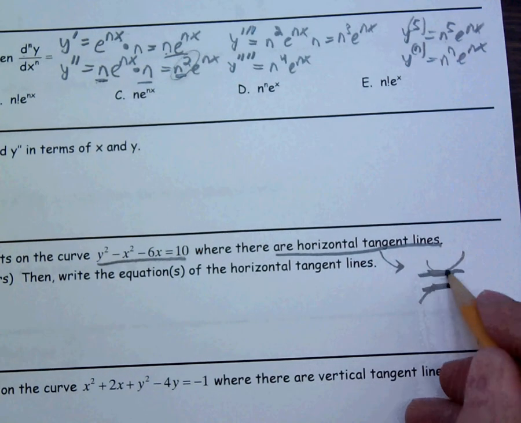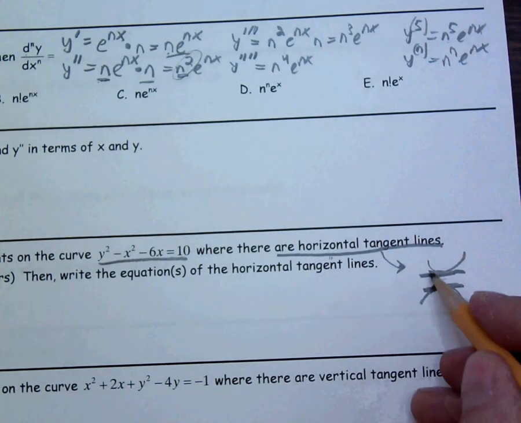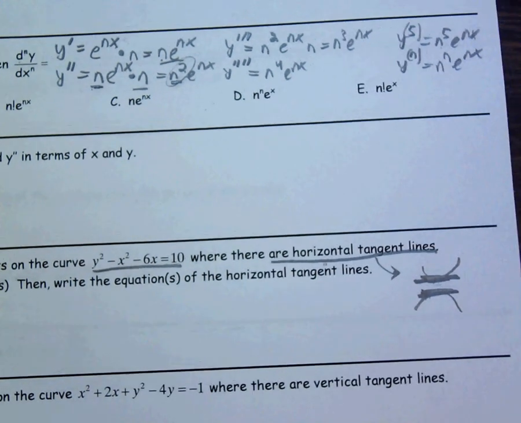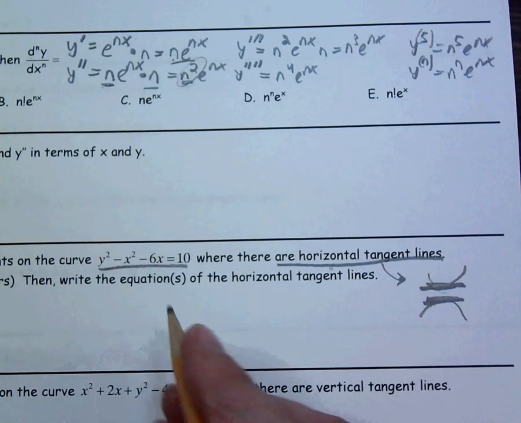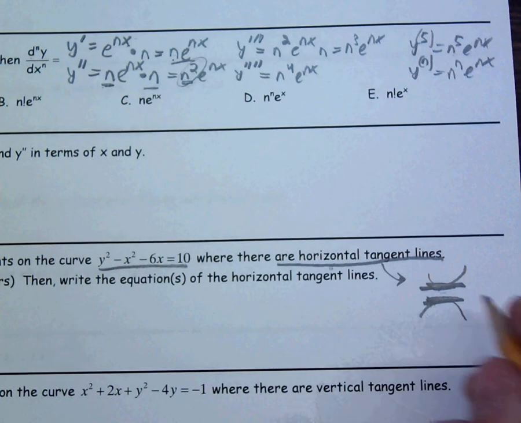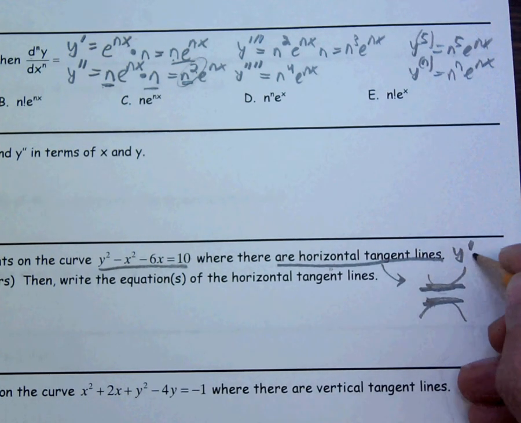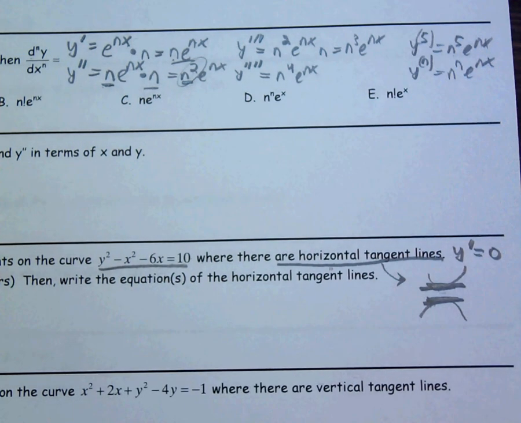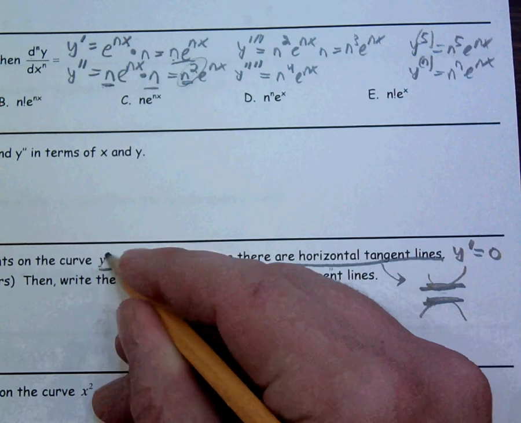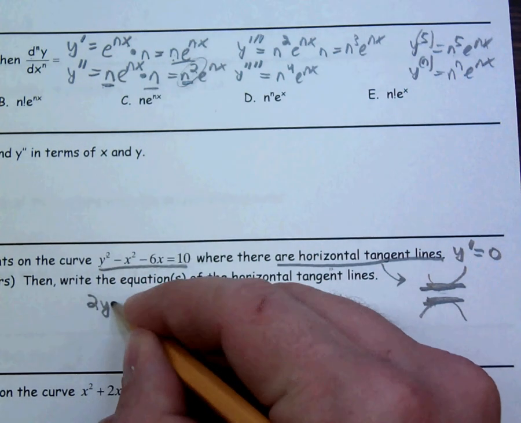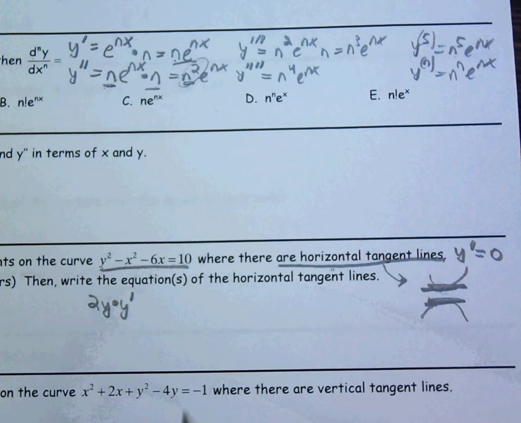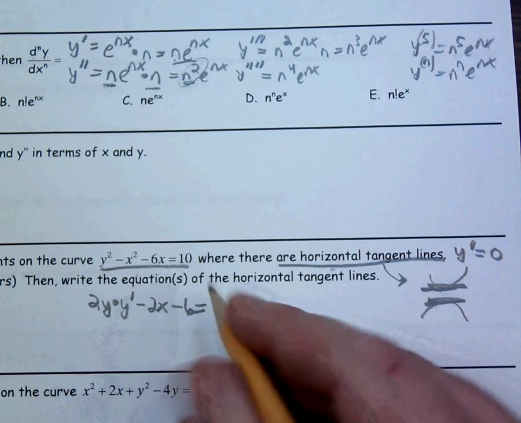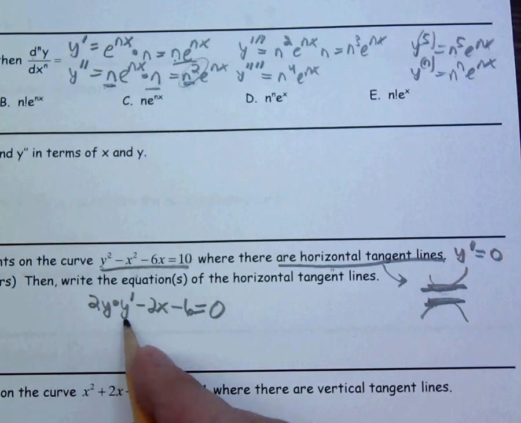The horizontal tangent lines, what has to be true about them is that the slope is 0. And we know how to find the slope of tangent lines. The slope of tangent lines can be found by finding y prime. So what this is really asking us to do is to see where is the derivative of the function equal to 0. We can find y prime by doing implicit differentiation. The derivative of y squared is 2y times the derivative of the inside, which is y prime, minus 2x minus 6 equals 0. We do the derivative on both sides, and we solve for y prime.